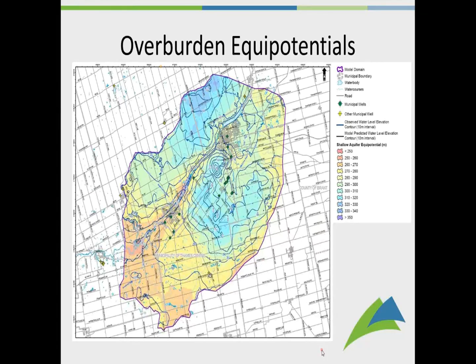The resulting equipotentials in the overburden for the steady state model are shown here. Water table contours generally mimic the ground surface topography, and flow tends to converge towards the Thames River, which is a regional discharge area. The highest gradients tend to occur near the river and near the municipal pumping wells, particularly in this area here where the Woodstock overburden wells exist around where the Woodstock moraine is present. Lowest gradients occur in the uplands at distances away from the river.